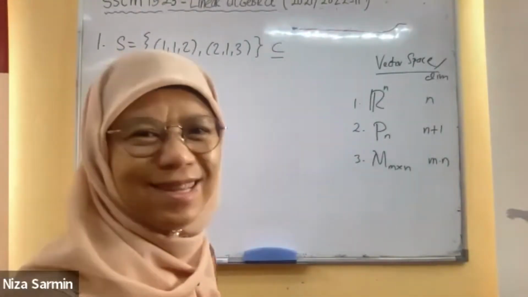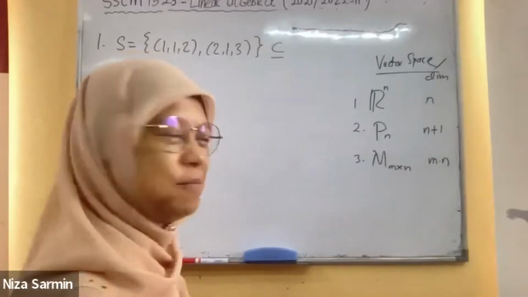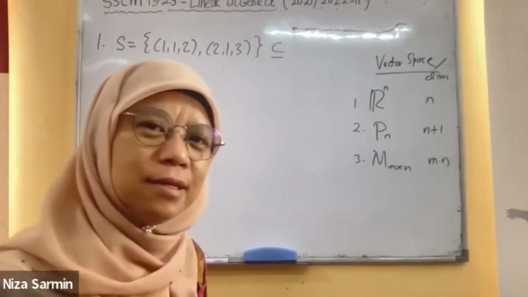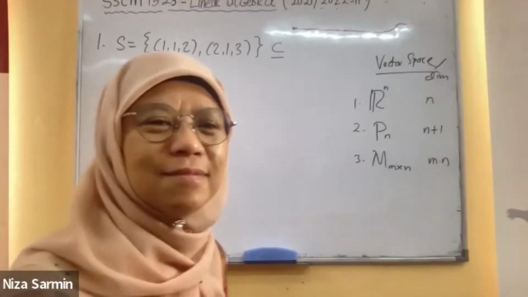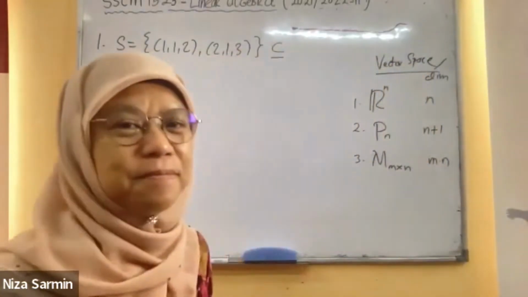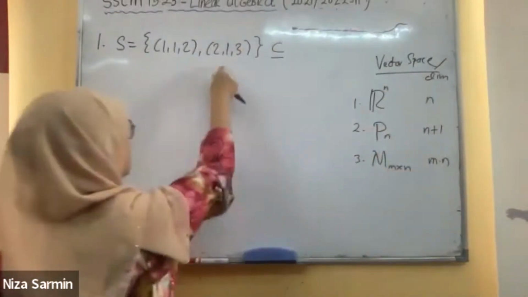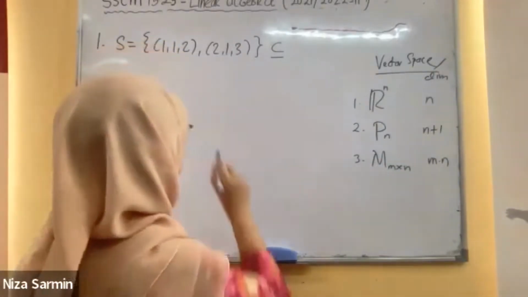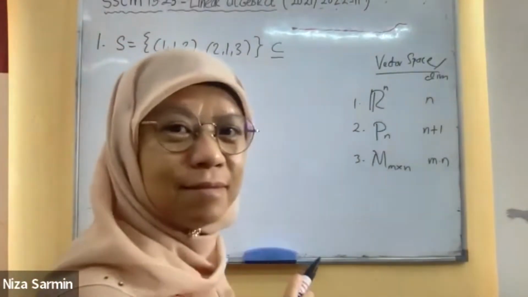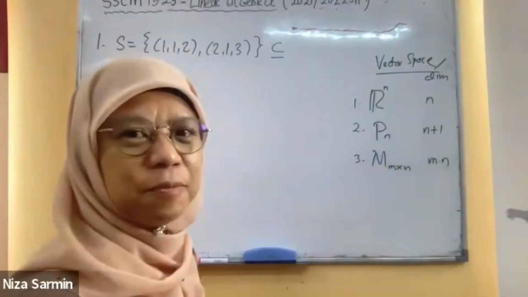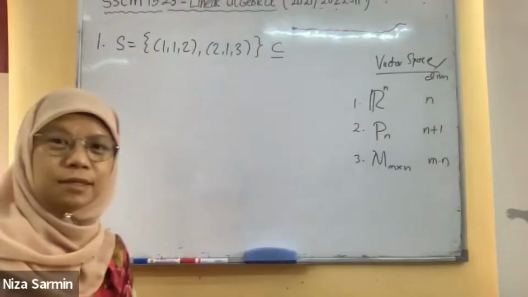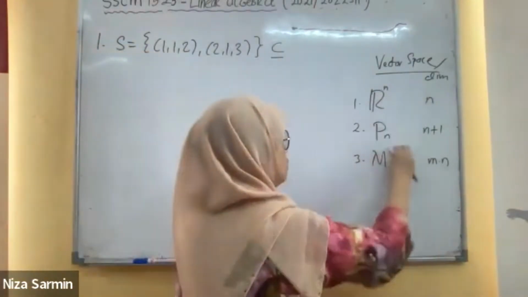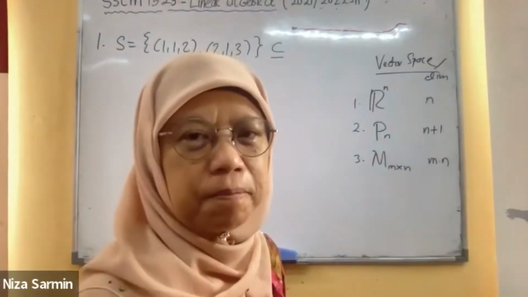What is the vector space? Is it R? Is it P? Is it M? It's R3.